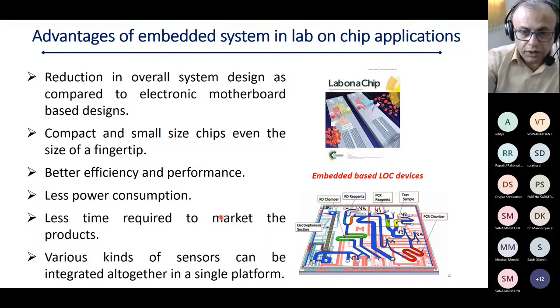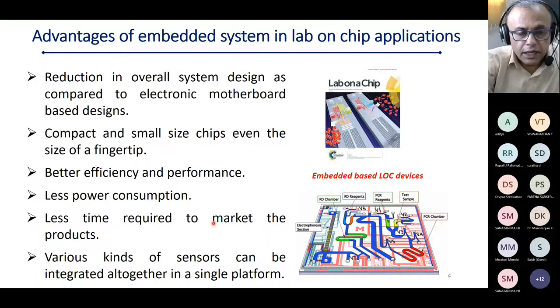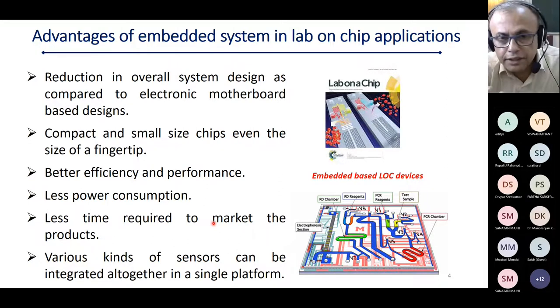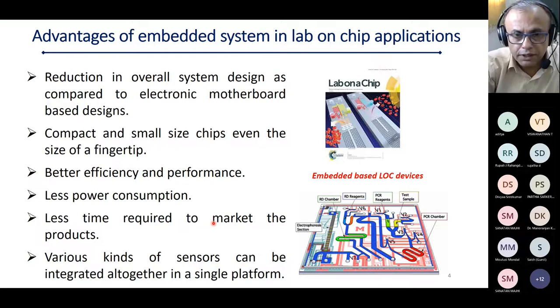Now, endoscopy means you insert a tube inside the body, and in the tube itself you have a camera, a light component, and associated circuits, and you get the image, and that signal will be taken out and recorded, and you'll get the entire image. As the catheter is inserted more and more, you'll get layer by layer images.